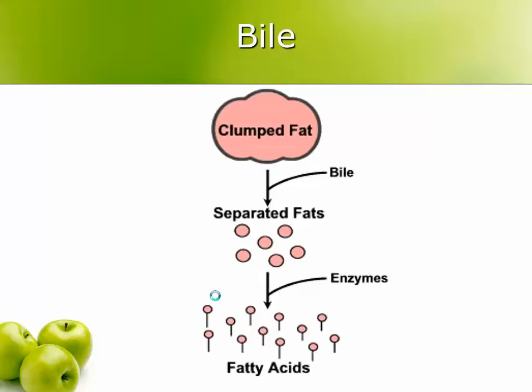Basically it emulsifies the fat. It makes it into little droplets or little circles. If you ever took, say you have oil and water and you shake it, well, those fats will separate, but they clump up into little balls, and that allows the enzymes to act on them. And what's the monomer for fats? It's going to be fatty acids.